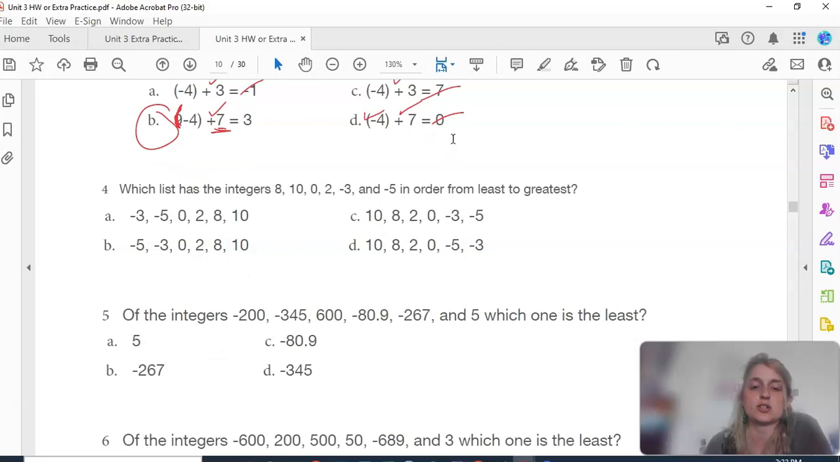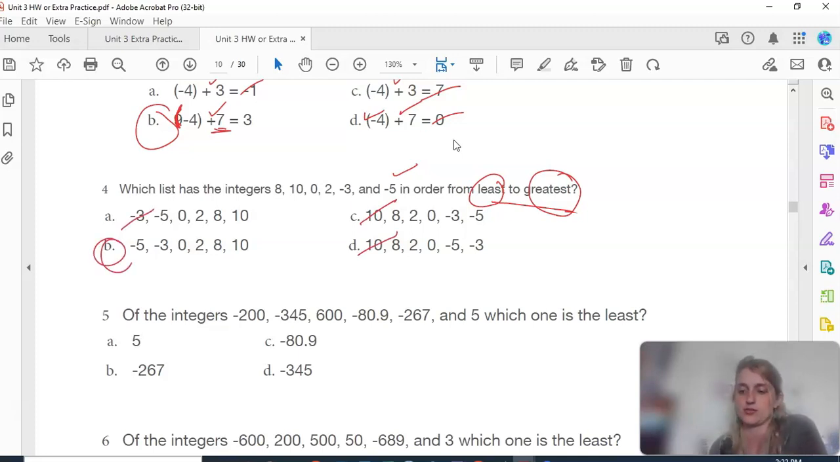Which list has integers, all these integers, in order from least to greatest? I know there's not a whole lot of work to show here, but things like you circled least to greatest, you're checking on, like, what is the least here? Okay, my list should start with a -5, not that one, not that one, not that one. That's the kind of work that I expect to see for these types of problems that don't include a whole lot of scratch work.